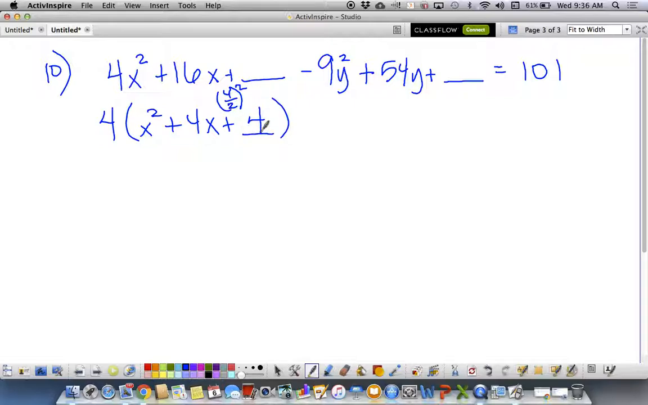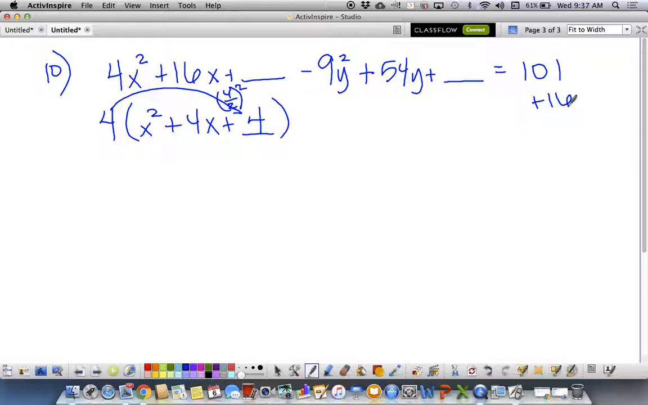But what am I really adding to this piece? 16. You're adding 16 because you have to distribute the 4. So if I add 16 to that side, I have to add 16 to this side, because the 4 that we've taken out has to multiply times that 4.